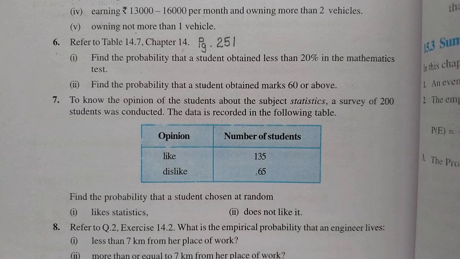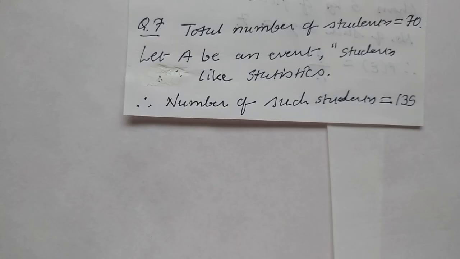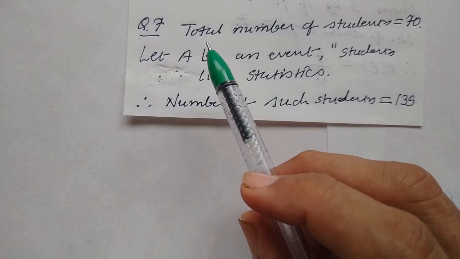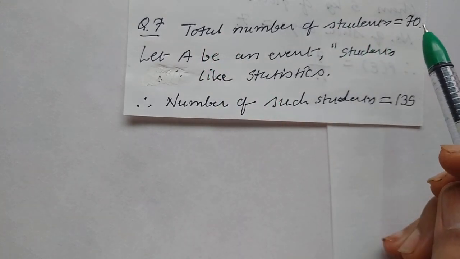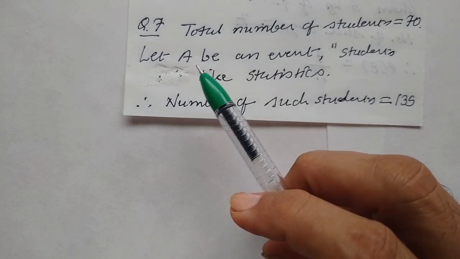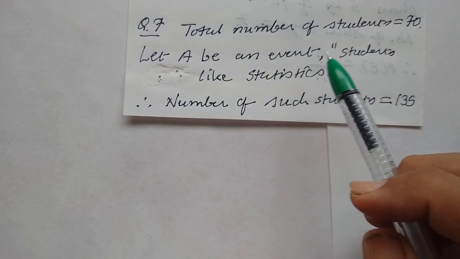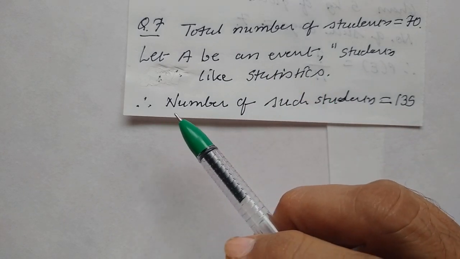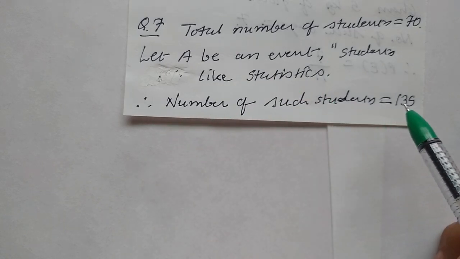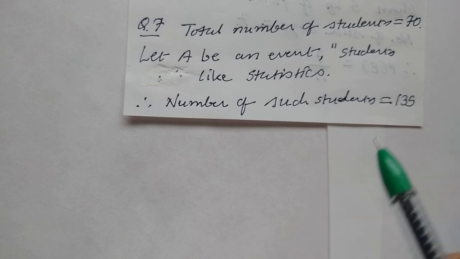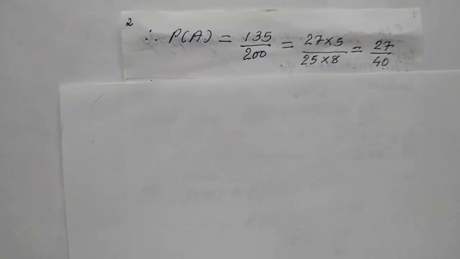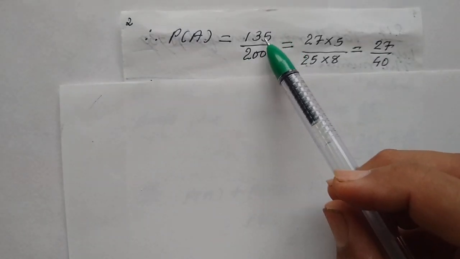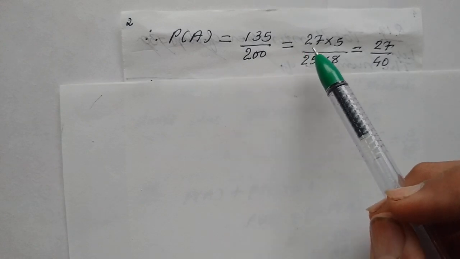Children, very easy it is. Let us start. Now students, total number of students is 200. Let A be an event: students like statistics. Therefore, the number of such students is 135. It is given in the table. Therefore, P of A equals 135 upon 200.